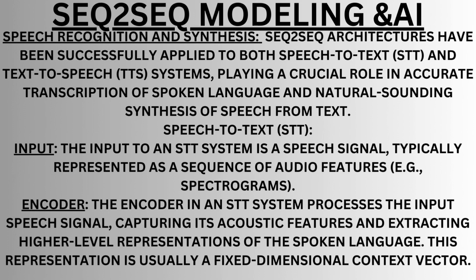Speech-to-text (STT) input. The input to an STT system is a speech signal, typically represented as a sequence of audio features, that is, spectrograms. Encoder. The encoder in an STT system processes the input speech signal, capturing its acoustic features and extracting higher-level representations of the spoken language. This representation is usually a fixed-dimensional context vector.